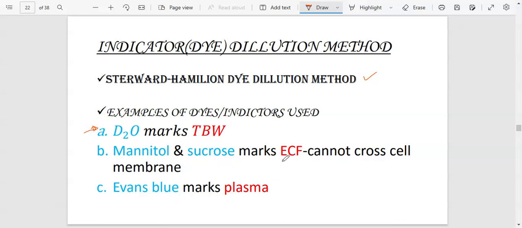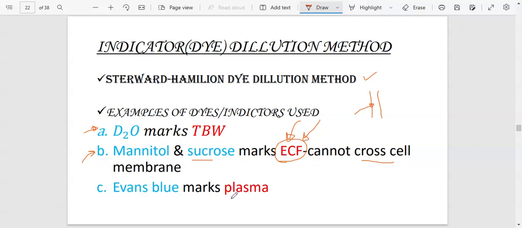Now, when you want to measure ECF volume, how much volume is outside the cell, you inject mannitol or sucrose. The reason we use mannitol or sucrose to measure ECF is that these are not able to penetrate into the cells or cross the cell membrane. For example, this is your hand. You are injected with mannitol or sucrose. It will just be outside the cells but within the hand, because it cannot cross the cell membrane. So mannitol and sucrose only label the fluid found outside the cell.